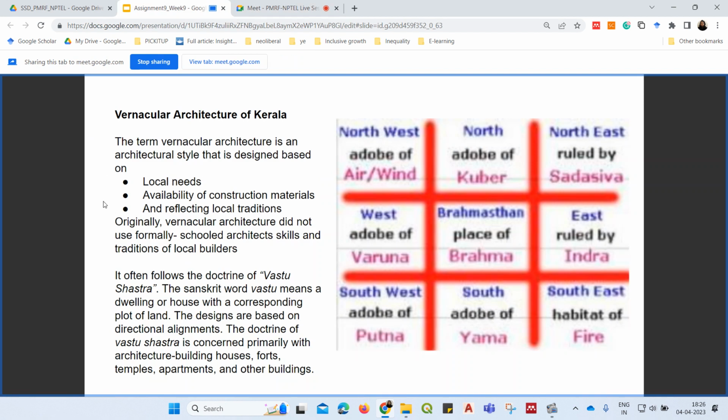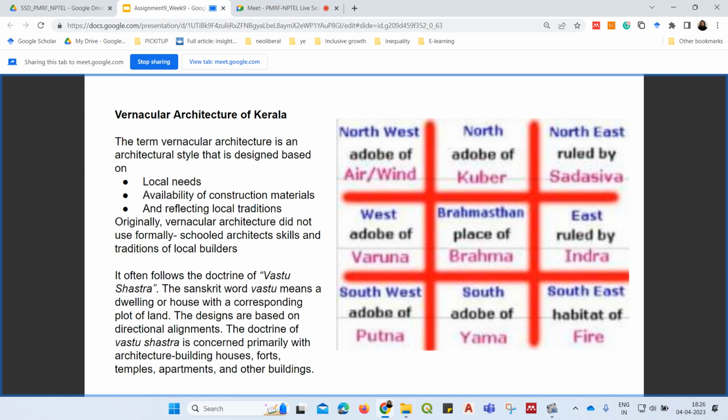Okay, so these three things we already know: vernacular architecture is a style based on local needs, availability of local construction materials, and it reflects local tradition. So what we see in the vernacular architecture of Kerala, when we look at how traditionally the houses are built, is that the architecture often follows the doctrine of Vastu Shastra.